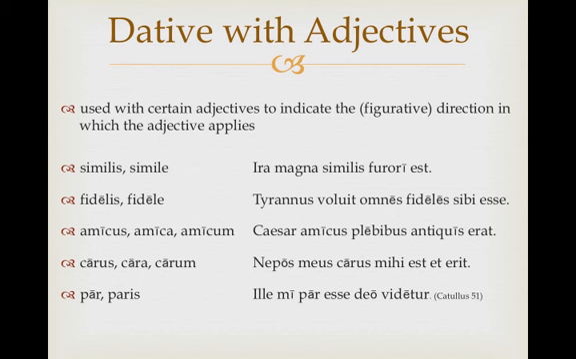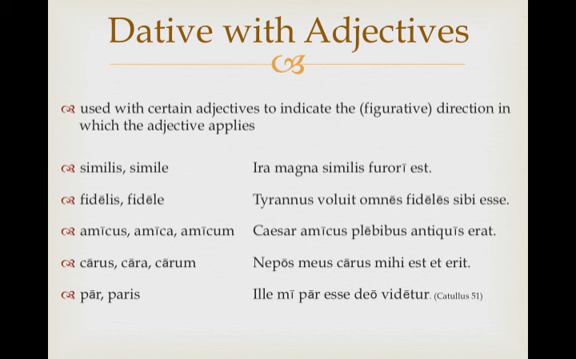Fidelis, tyrannus voluit omnes fideles sibi esse. The tyrant wants all to be faithful to him. And again, the sibi is the dative here, going with fideles. Caesar amicus plebibus antiquis erat. Caesar was friendly towards the ancient plebs, and so on and so forth.